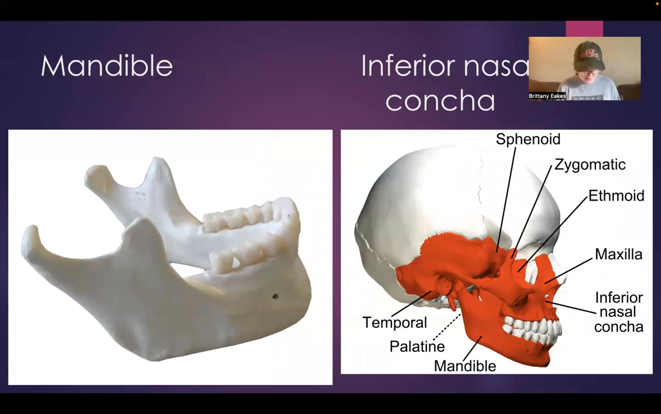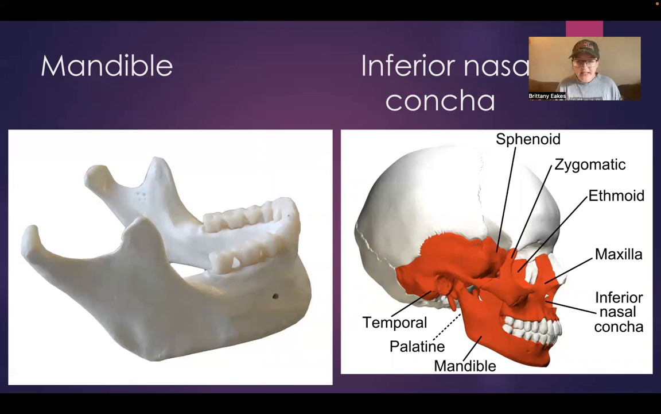The mandible is the lower jaw bone. It's the largest, strongest facial bone, and it's the only freely movable skull bone other than the auditory ossicles, which are the small bones of the ear, which have to vibrate.